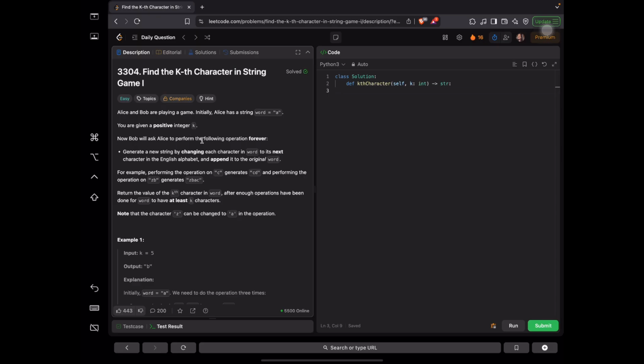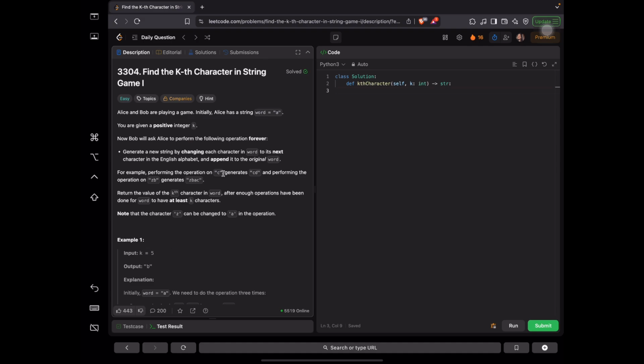Now Bob will ask us to perform some operation forever, generating a new string by changing each character to the next character in the English alphabet. For example, if it is "a", then he wants us to create the next character, "b". So like that we have to keep on finding, and we have to return the k-th character in the string.